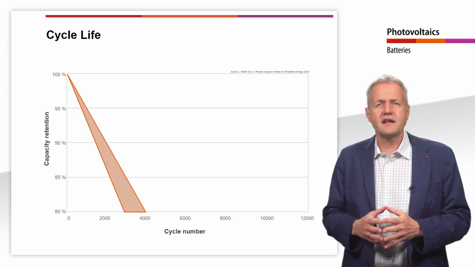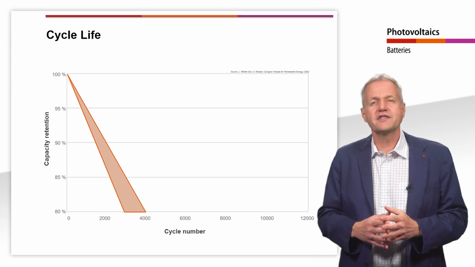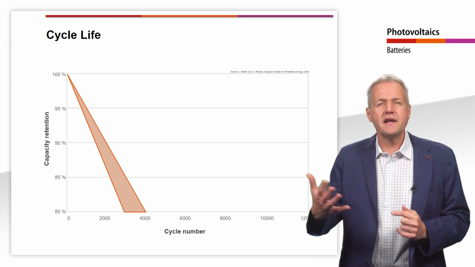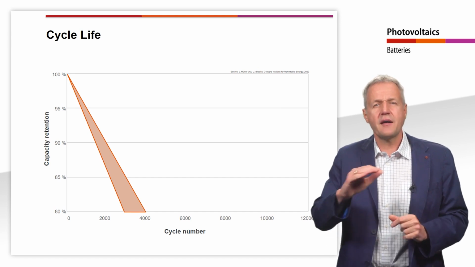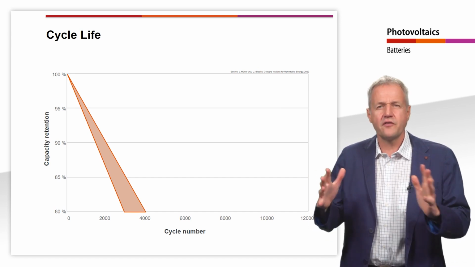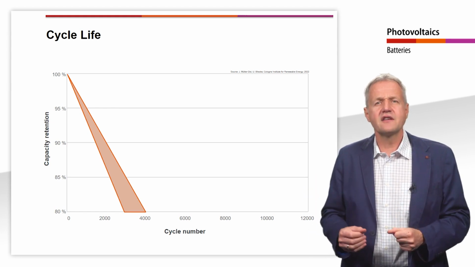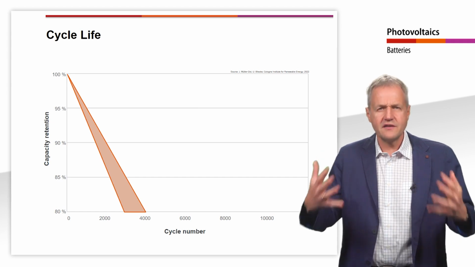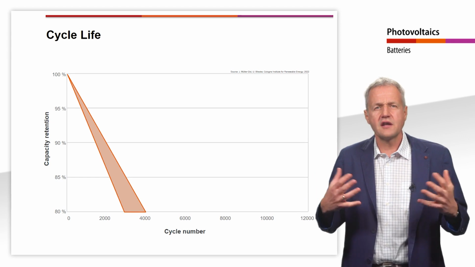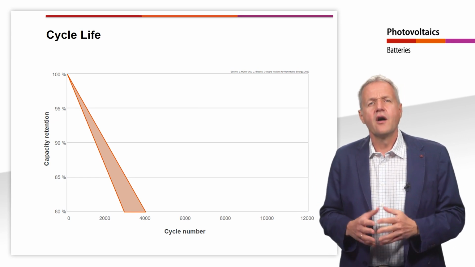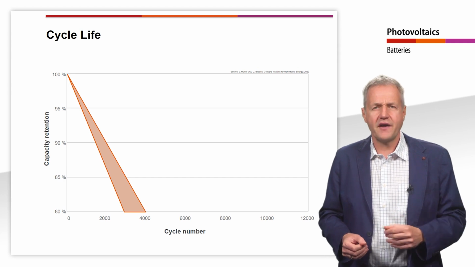In the fictional case of the lithium iron phosphide accumulator shown here, the remaining capacity has dropped to 80% of the initial capacity after 3,000 to 4,000 full cycles. The service life is therefore at least 3,000 cycles. Although manufacturers often give a fixed number for the cycle life, in practice it depends on a number of factors.